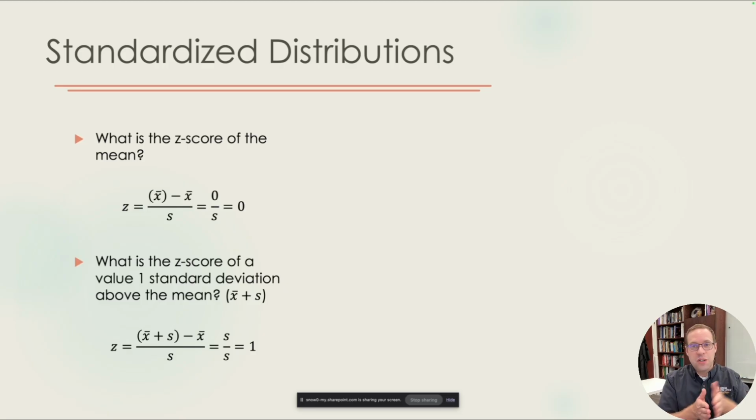This makes sense. You're 1 standard deviation above the mean. The z-score tells you how far away you are from the mean. You're 1 standard deviation away from the mean, so the z-score should be 1.